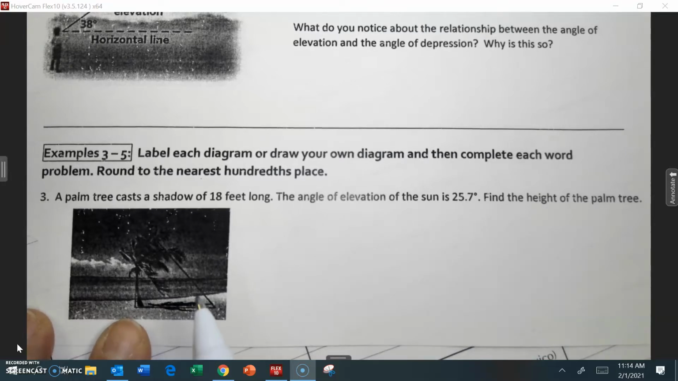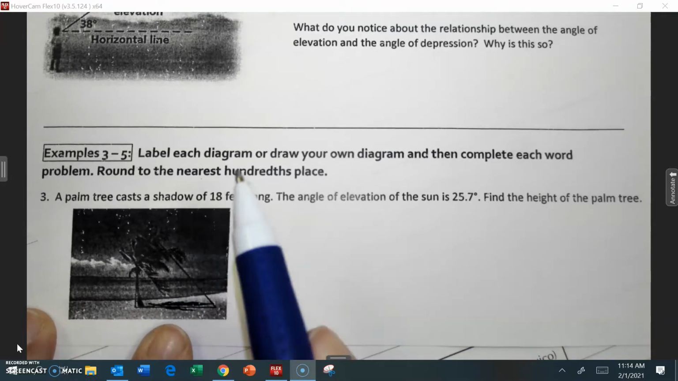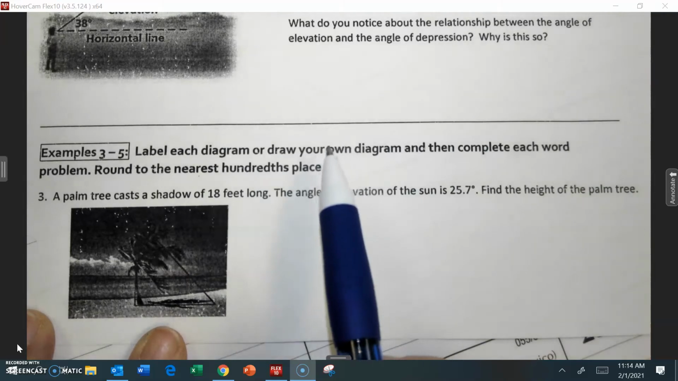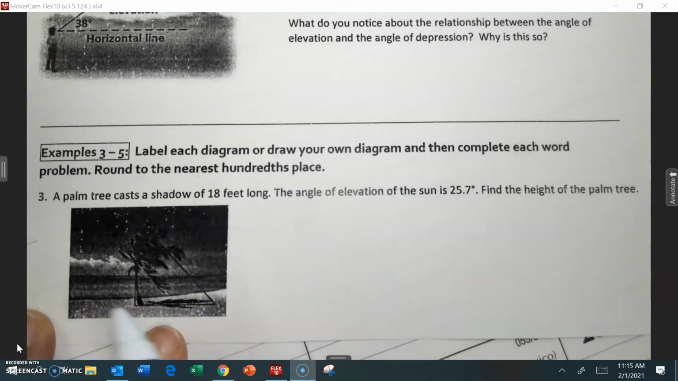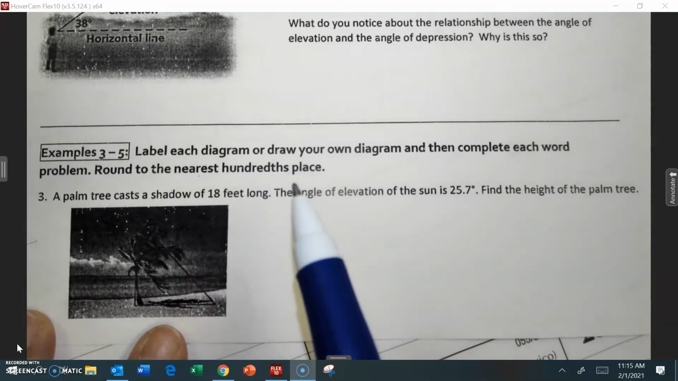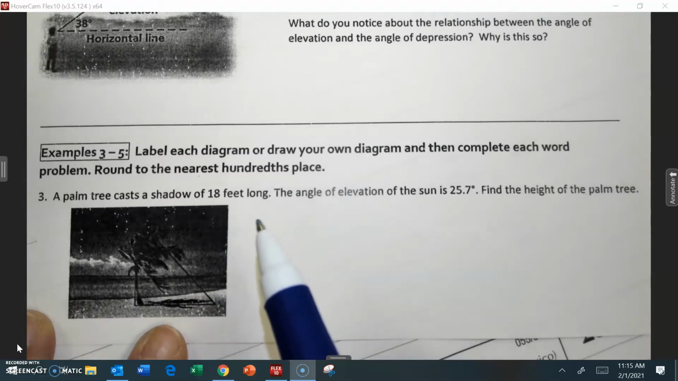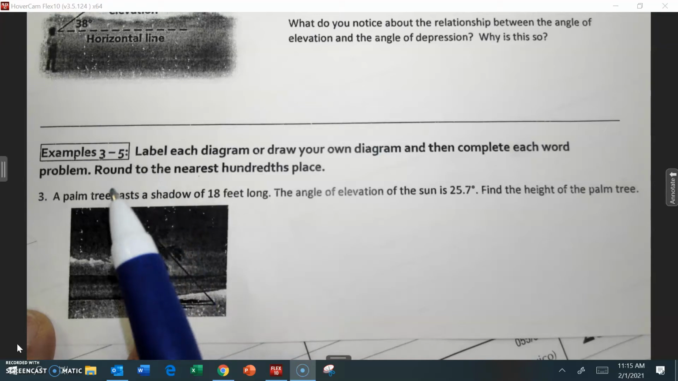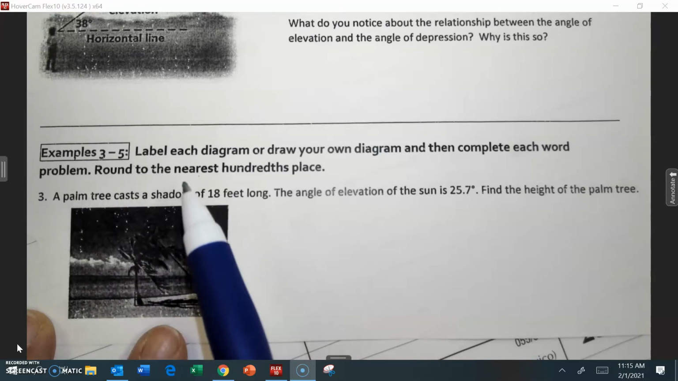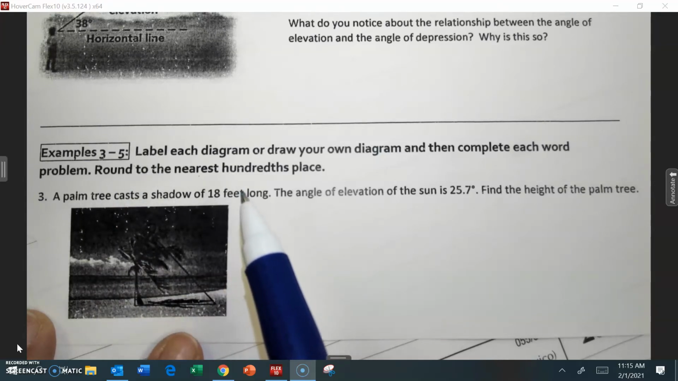Typically, I'm going to give you a diagram on some of them, and then I'll kind of taper off and have you draw your own. So you always want to draw a picture. And I think these first 3 examples are pretty easy. I don't think anything is going to be so tricky, but you have to think a little bit, and drawing that picture helps, okay? So it says a palm tree cast a shadow of 18 feet long.